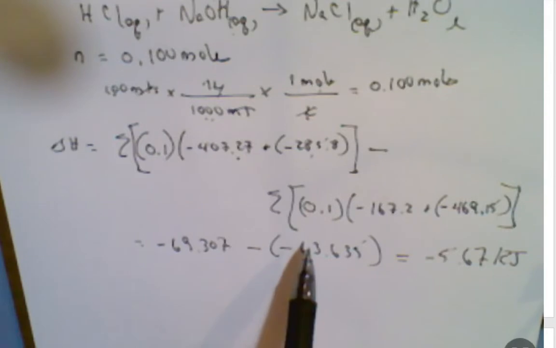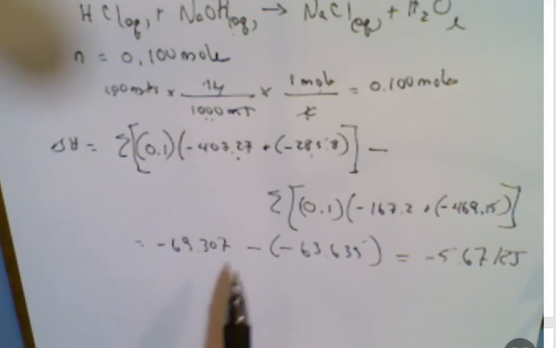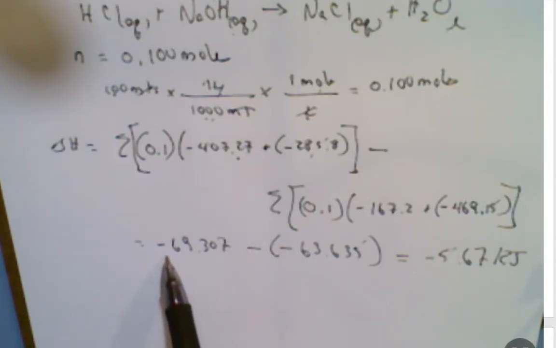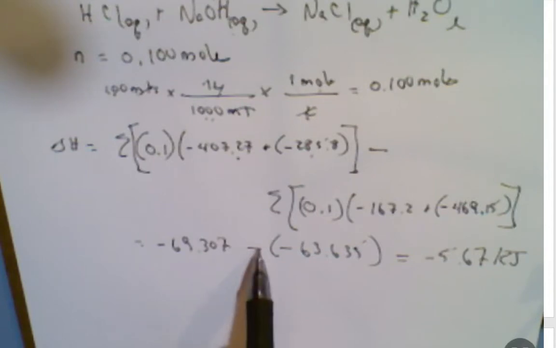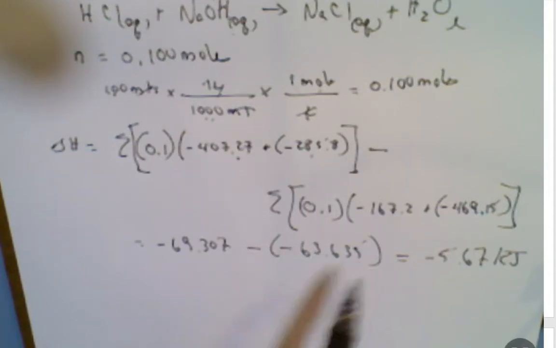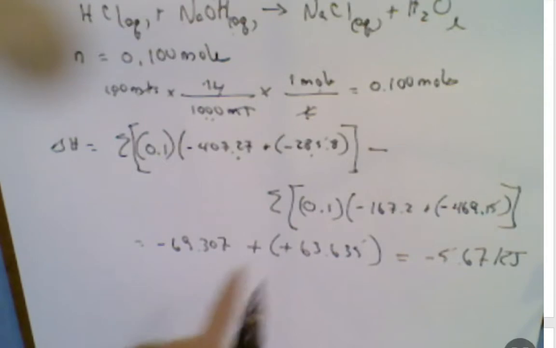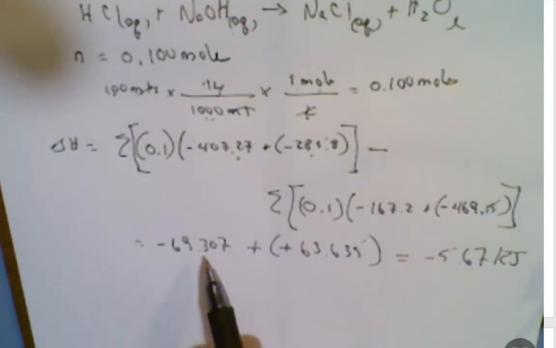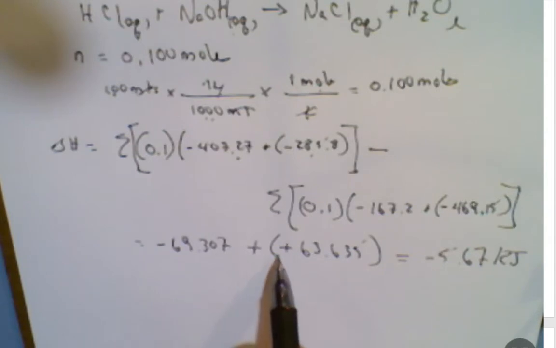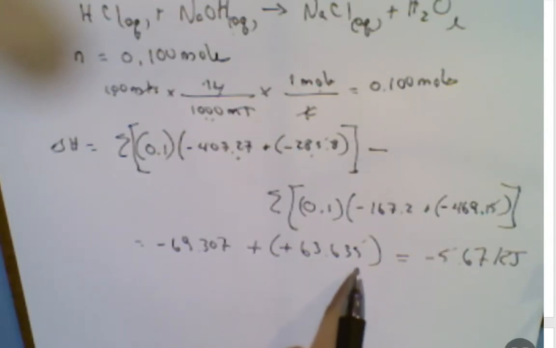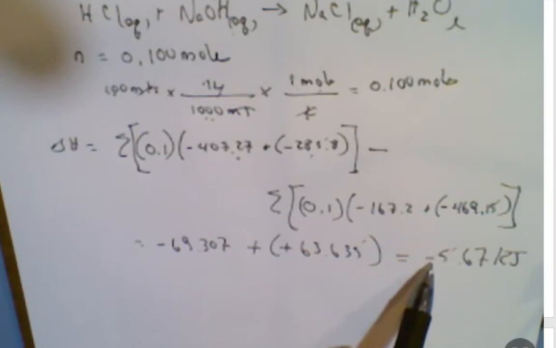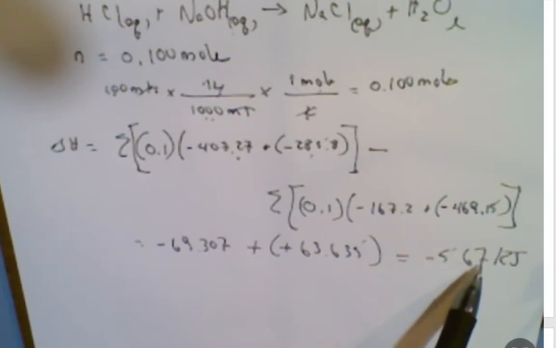So once again, keeping all of these pluses and minuses together and right, negative 69.307 minus a negative here. Anytime you subtract a negative, you can change both of those signs to positive. So a negative 69.307 plus 63.635 is going to give you a negative 5.67 kilojoules.